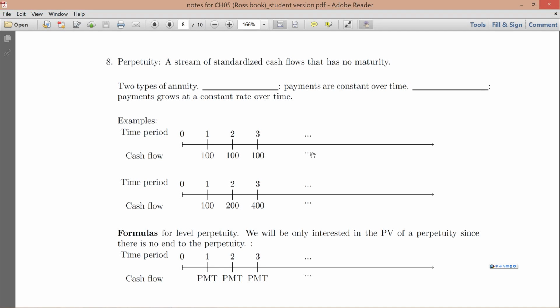Hello everyone. Last lecture we talked about the other two types of cash flow streams, the perpetuities and complex cash flows.